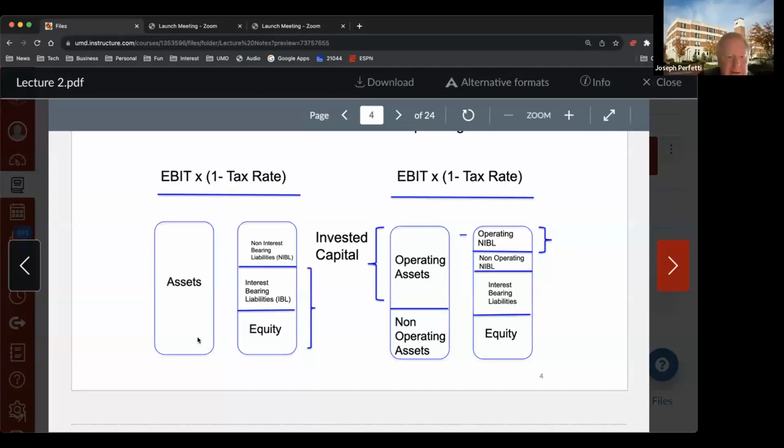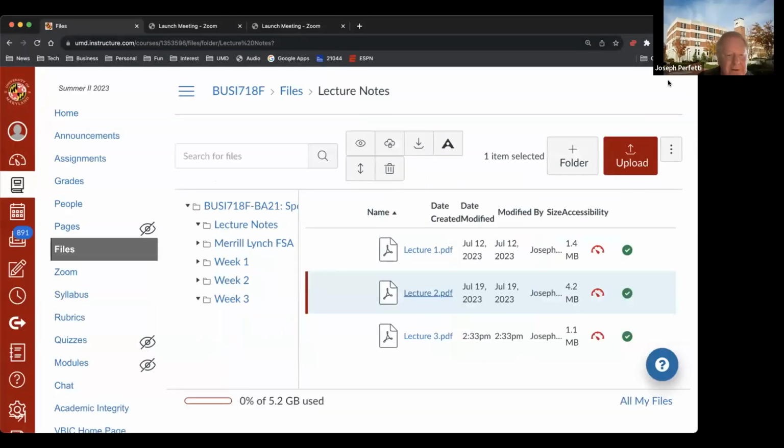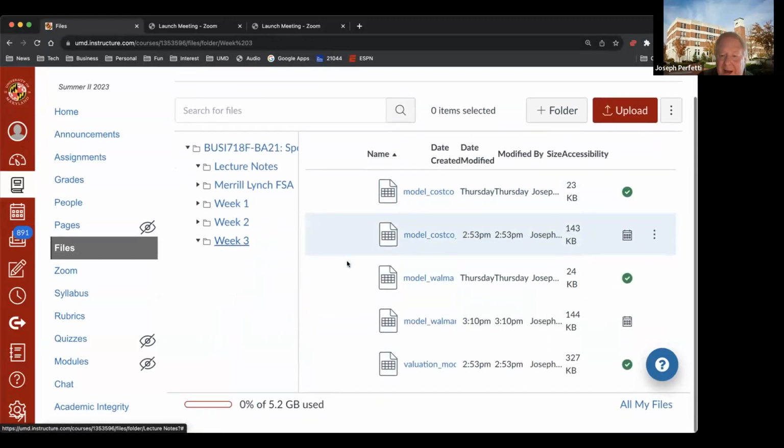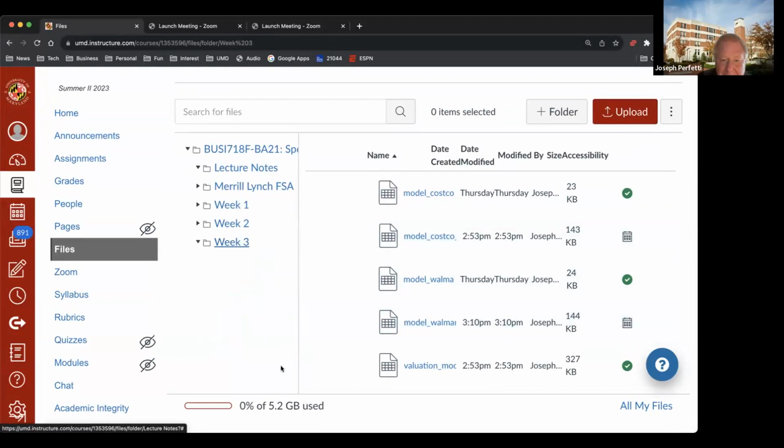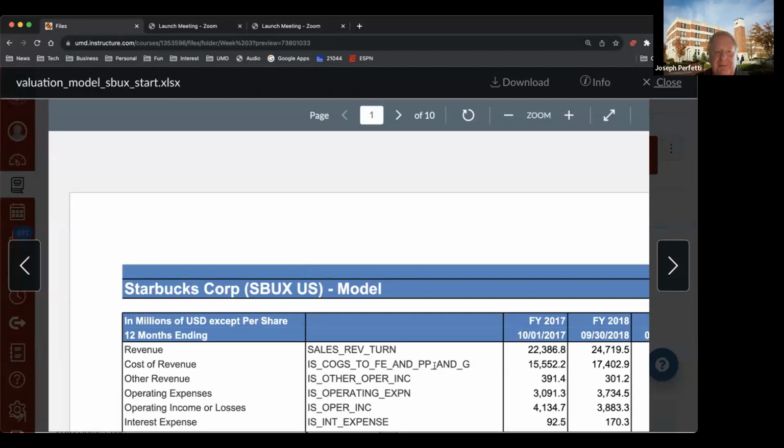The file that you need is in here. Told you we're gonna go through lecture 3 very quickly, but what you're gonna need in week 3 is a file called valuation model SBUCS start. So download and have open this Excel file. It is in the week 3 files folder.